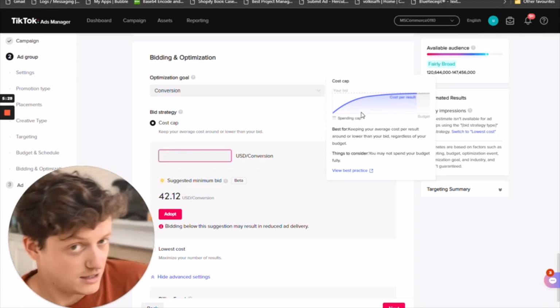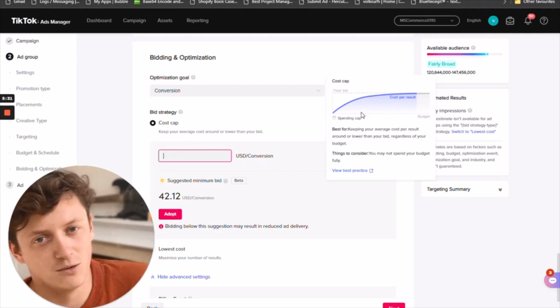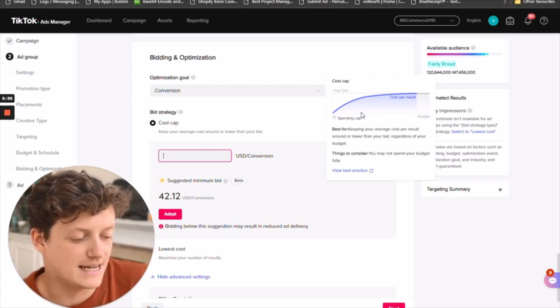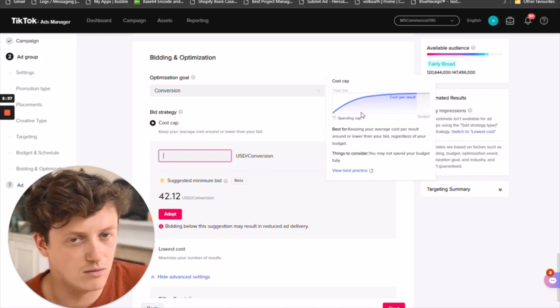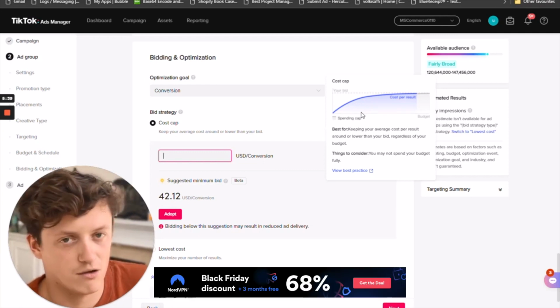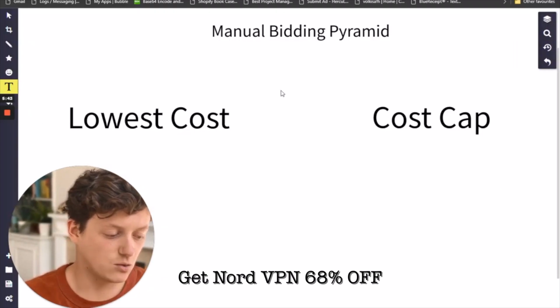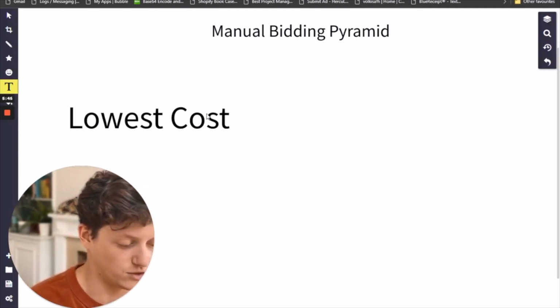And that doesn't necessarily mean you can scale to huge levels, but it means you can be a lot more consistent. You have a lot more control over your sales day in, day out. Some days you'll spend loads, some days you won't, but on average, you'll probably make a higher ROAS than you would beforehand. Now, there's something I call the manual bidding pyramid, and that's what I wanted to go through in this video.